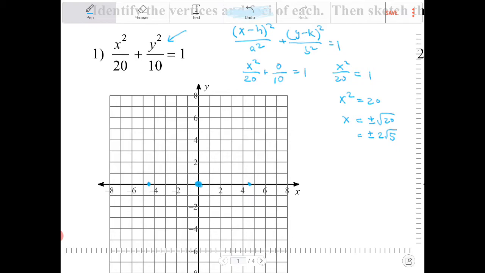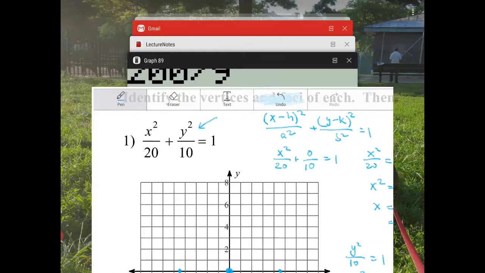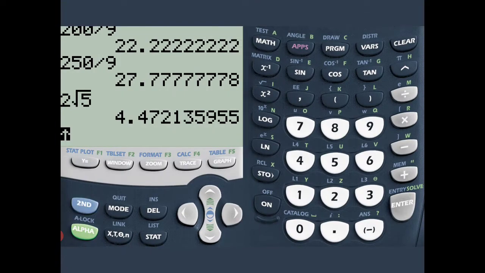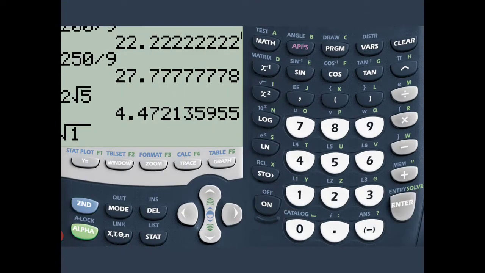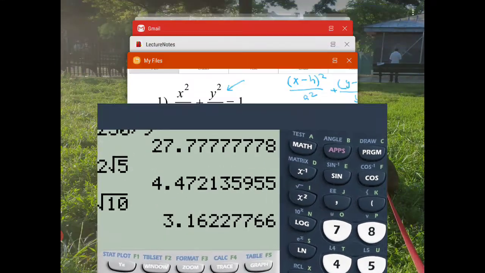I want to do something really similar to find the other vertices. So I'm going to replace x with 0, and I'll end up with y squared over 10 is equal to 1, or y squared is equal to 10, or y is equal to plus or minus square root of 10, which is going to be a little over 3, because I know the square root of 9 is 3. Roughly, square root of 10 is 3.16.